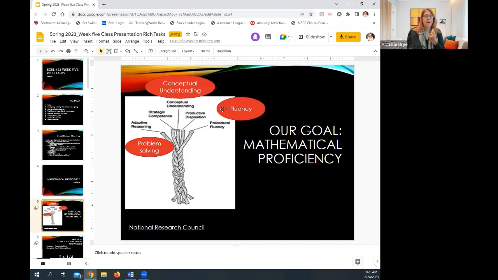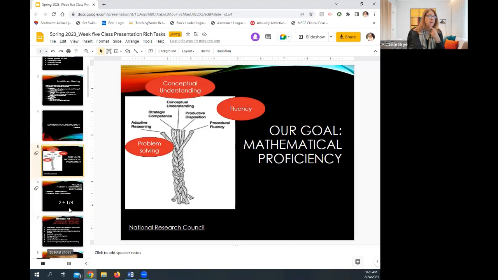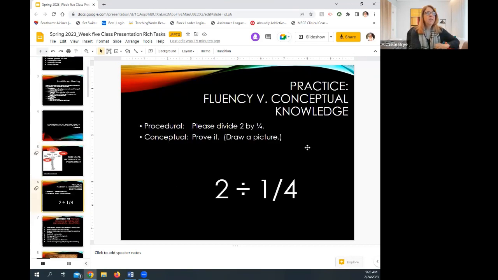So today we're going to talk about how do we move past fluency and look at what else is out there in terms of our mathematics instruction. So when we're looking at fluency versus conceptual knowledge, I'd like you to, for a minute, work on this problem on your whiteboard. So procedurally, I would maybe give you the problem, or a student in the classroom, please divide 2 by 1/4. What I'd like you to do is you can solve it any way that you want using an algorithm so you get the correct answer. But what I'd also like you to do is prove it.